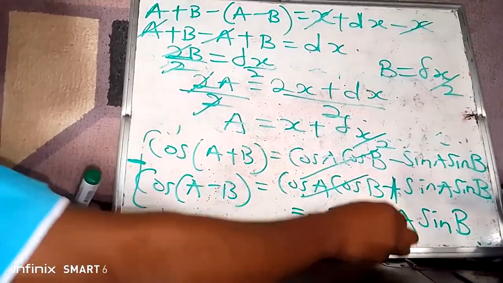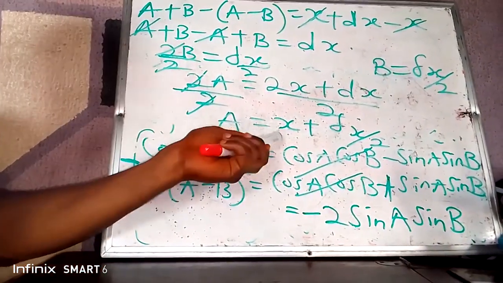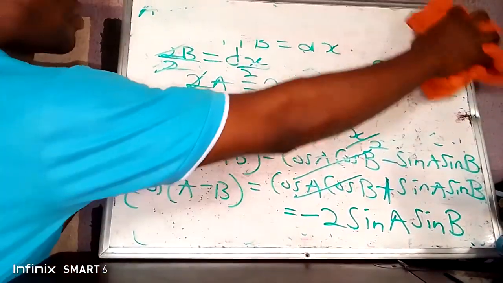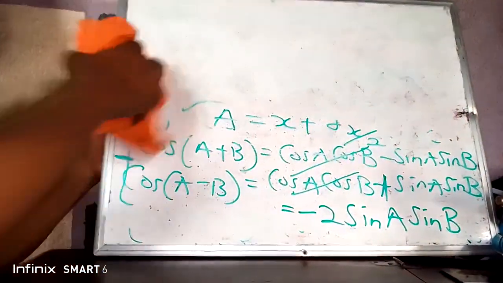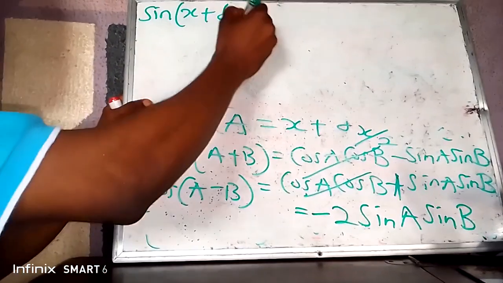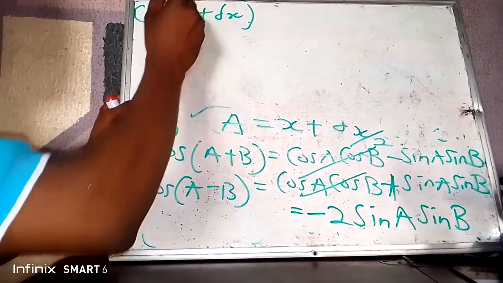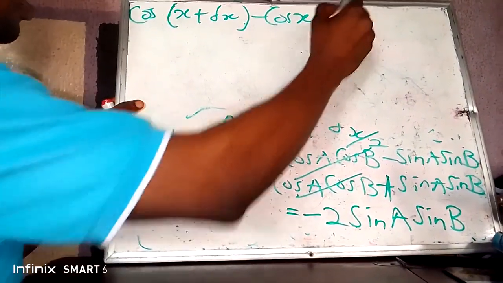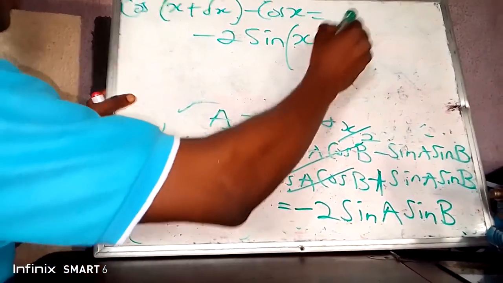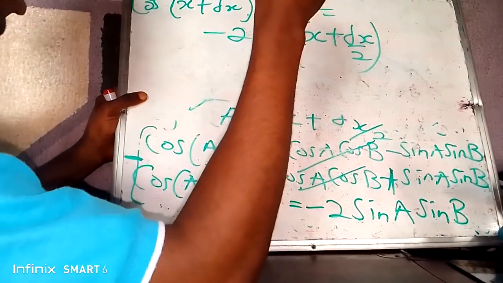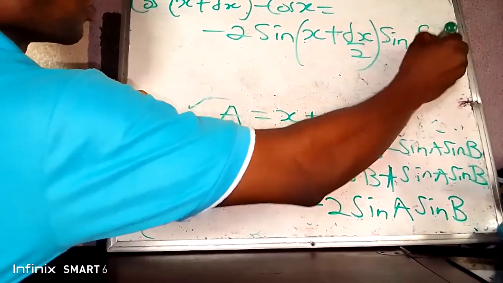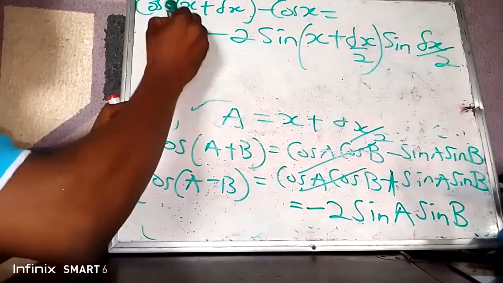Now that I have A and B, I will substitute them here. My A is (2x plus dx) all over 2, my B is dx all over 2. So cos(x plus dx) minus cos x gives us minus 2 sine of A, which is (2x plus dx) all over 2, and sine of B, which is dx all over 2. Don't forget that this equals dy.